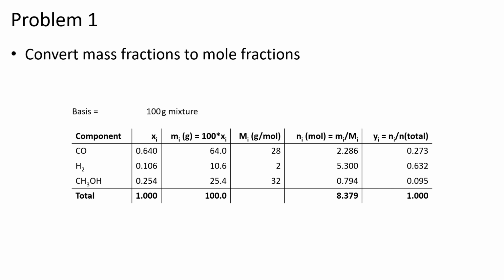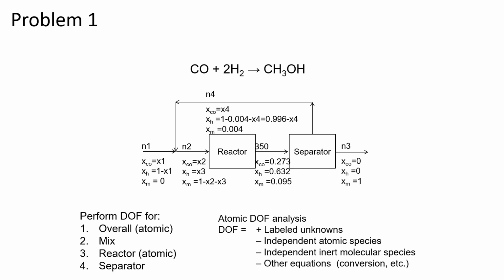Now we're going to transfer this mole fraction information to the process flow diagram. So you look at the process flow diagram, we filled in the mole fractions here. 0.273 is the mole fraction of CO, hydrogen's 0.639, and methanol is 0.095. Now what I'd like for you to do is to pause the presentation and perform a degree of freedom analysis for these 4 control volumes here that we have for this process. When we don't have a purge, we only have 4 control volumes. We don't have that split point. That was the 5th one.